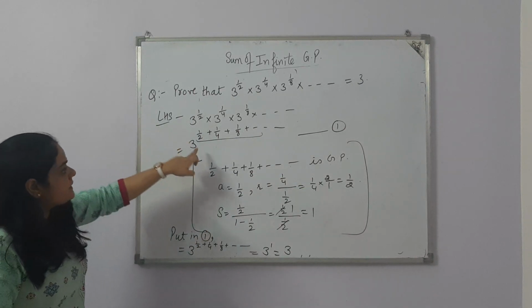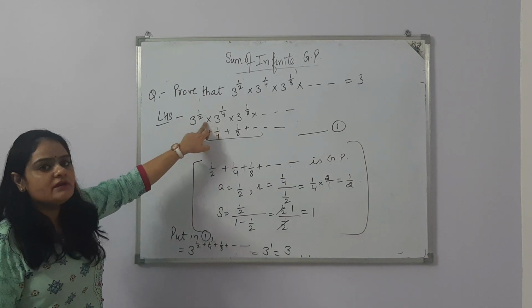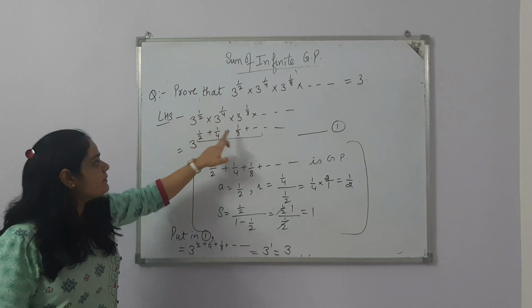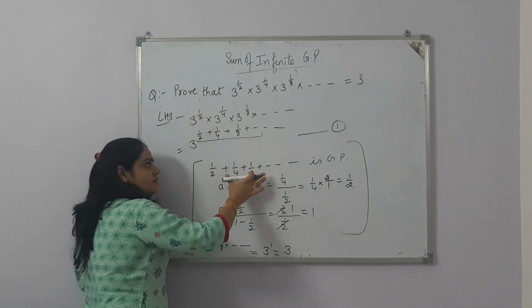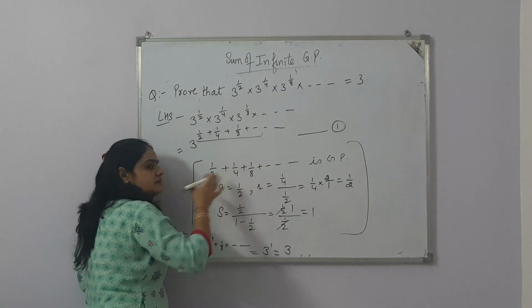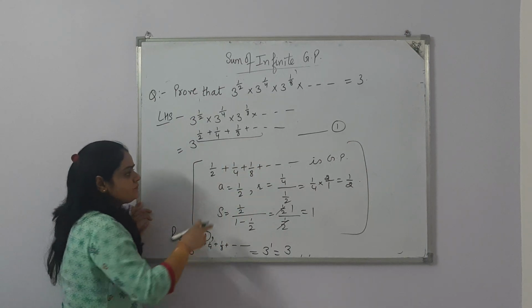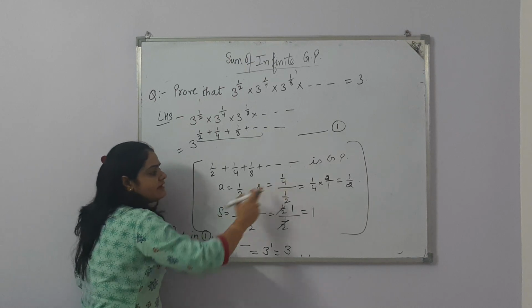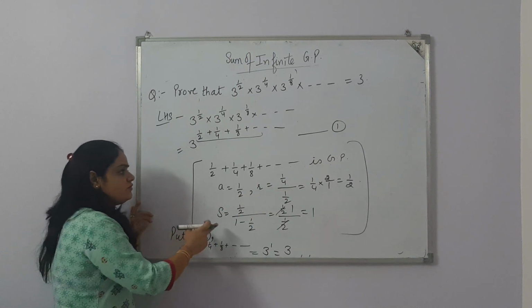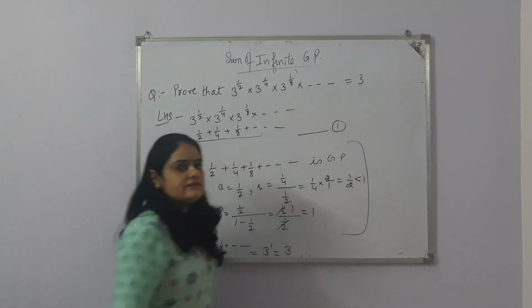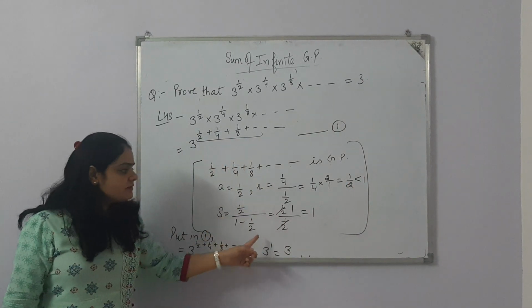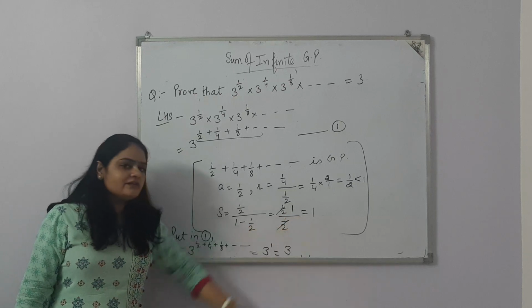Here the bases are the same and in between the multiplication symbol is there, so we can add the powers. Once we add the powers, we get a series, and this series is a GP, an infinite GP. So here A is 1 by 2 and R is 1 by 2, which is less than 1. So we can apply the formula A upon 1 minus R. After calculating we'll get 1.